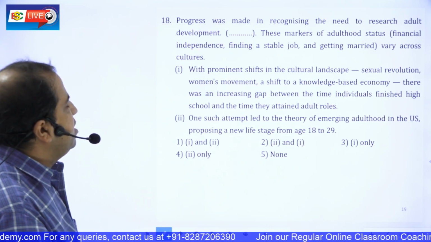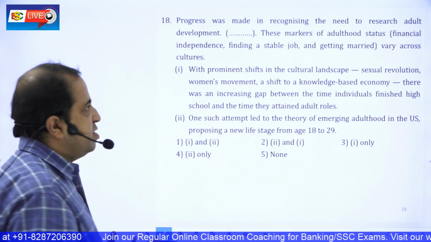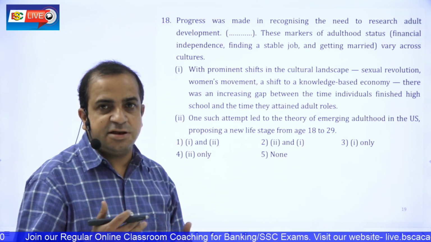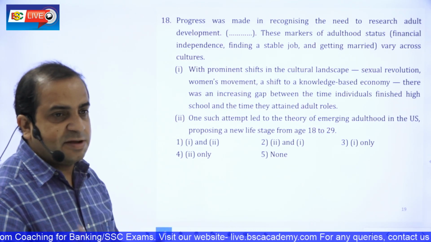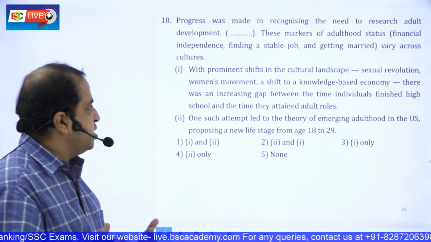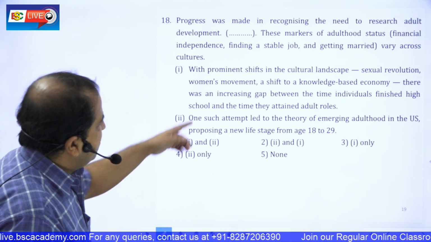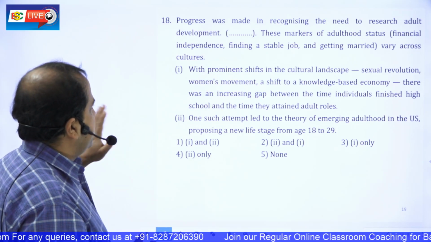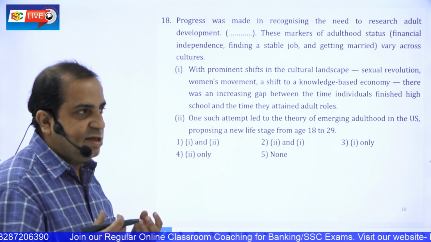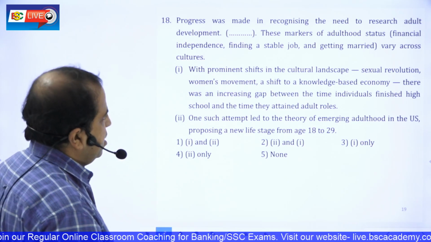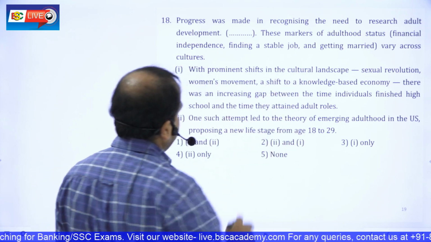Progress was made in recognizing the need to research adult development. Adult development पर research करने की ज़रूरत है. There is the need to research adult development. Now, this is being recognized और इस recognition में हम step wise बढ़ रहे हैं. Progress was made. These markers of adulthood status, financial independence, finding a stable job and getting married. ये सब क्या है? Adulthood status. कि इससे पता चलता है कि लोग adult हो गए. Vary across cultures. So ये these markers of adulthood status ये भी कहीं पहले आ रहा होगा.